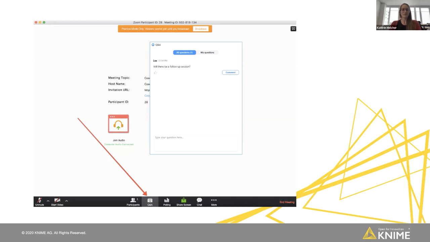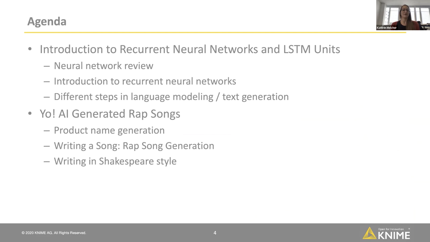So we want to show you today how you can train recurrent neural networks to generate free text, on one hand rap songs, but also how you can generate product names or write in Shakespeare style. And this is the second part of this webinar, which Rosaria is going to cover, but I will start first with an introduction to recurrent neural networks, which we use to generate free text, and LSTM units. In my talk, I will start with a quick review on neural networks before we dive into recurrent neural networks. And we will talk about why we actually need recurrent neural networks when it comes to sequential data. And then in the last part of my presentation, we will go through the different steps which are involved in a language modeling project or a project for text generation.